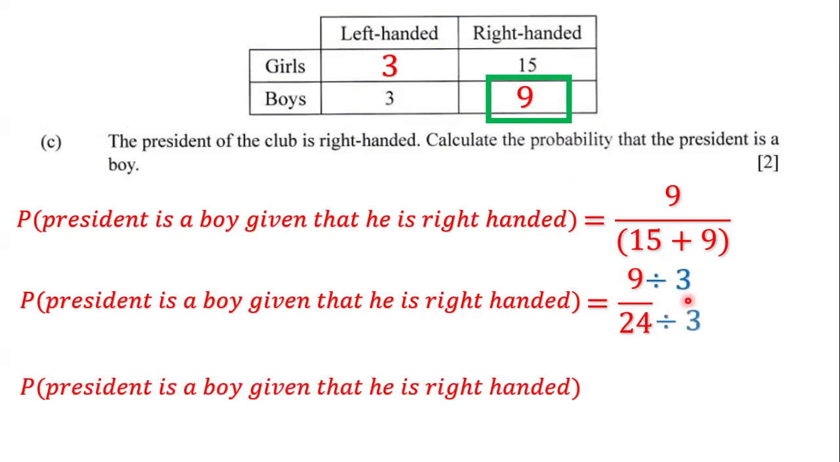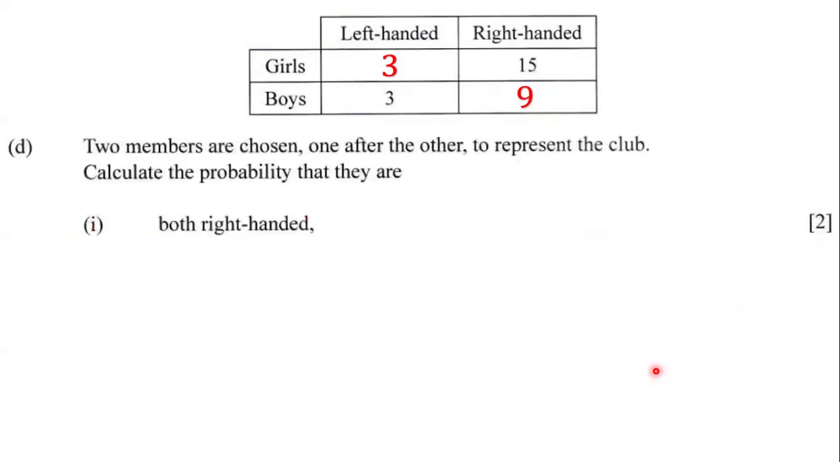And we could simplify this. 9 divided by 3 and 24 divided by 3 gives us 3 over 8. Next, what we have is the probability. It says that 2 members are chosen, one after the other, to represent the club. Calculate the probability that they are both right-handed. Both right-handed. And so we have 15 and 9, all right?